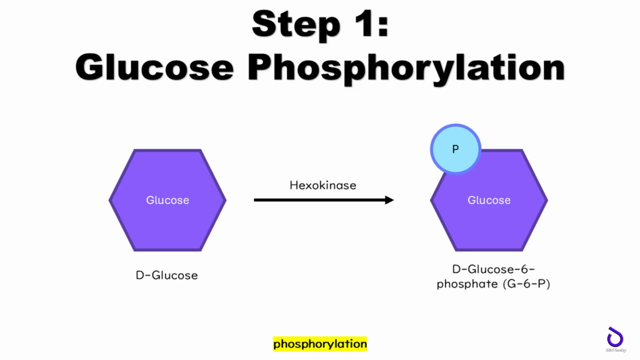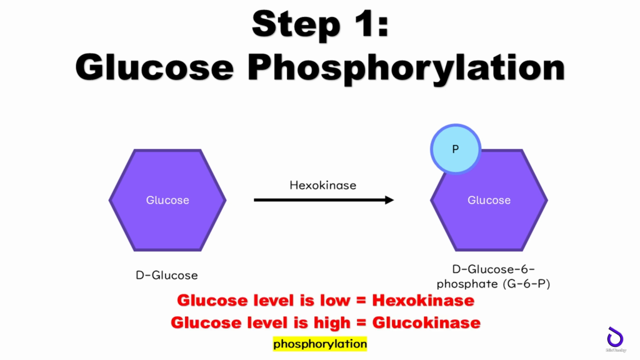Step 1, glucose phosphorylation. Glucose undergoes phosphorylation and is converted into glucose 6-phosphate, catalyzed by enzyme hexokinase or glucokinase. This step requires ATP and Mg2+ ion as cofactors. When the glucose level is low, hexokinase is active, ensuring cells get energy. When the glucose level is high, glucokinase is active in the liver, leading to glycogen storage.